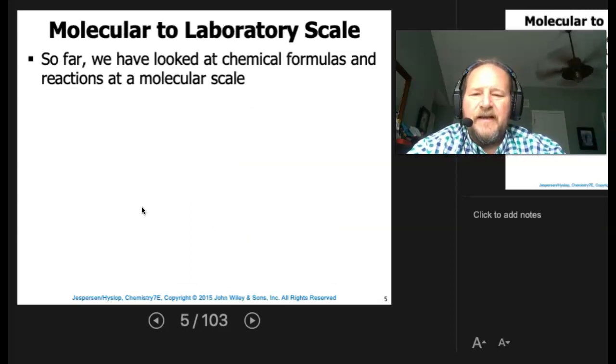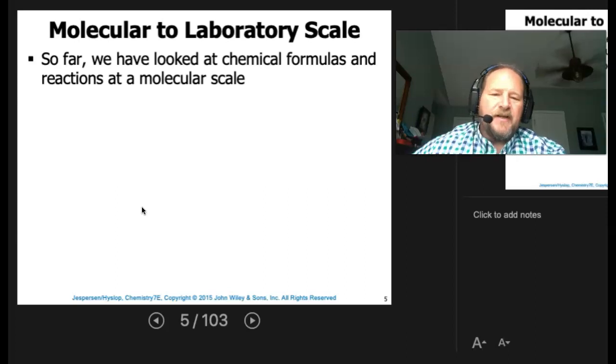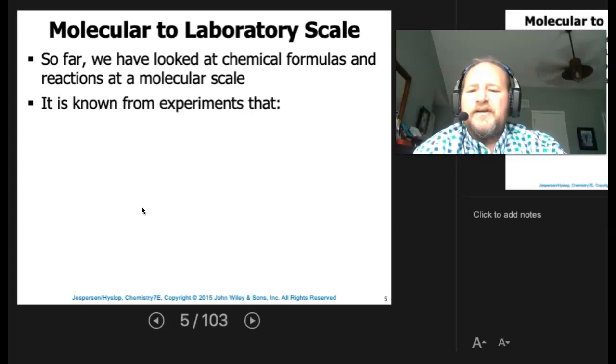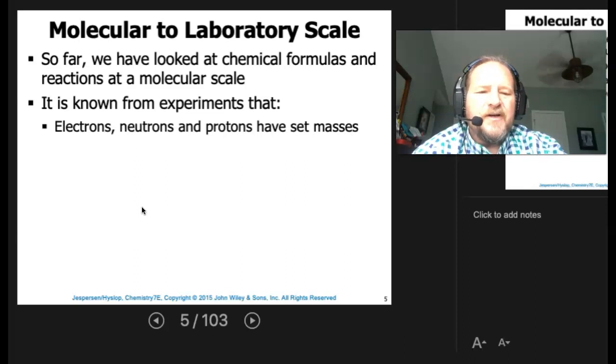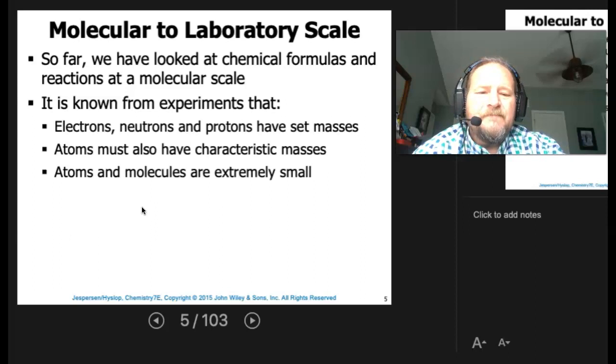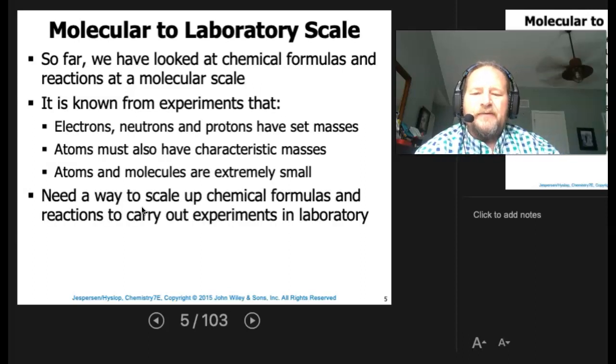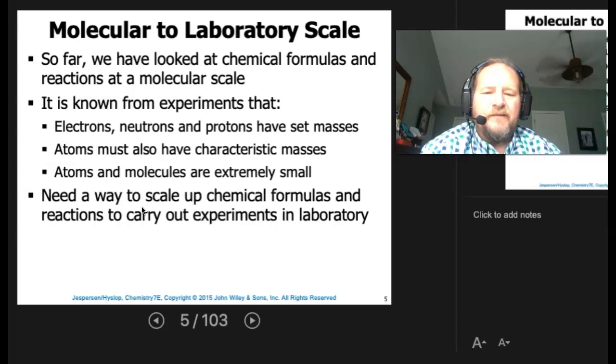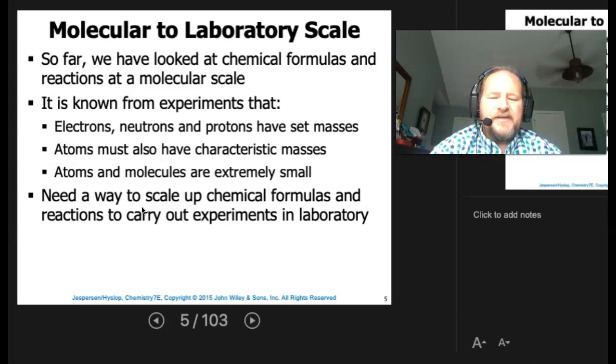Now we use the mole to go back and forth between molecular and laboratory scale. So we've looked at chemical formulas and reactions at a molecular scale, right? It is known from experiments that electrons, neutrons, and protons have set masses. Atoms then must also have characteristic masses. Atoms and molecules, of course, are going to be extremely small. And so we're going to need a way to scale that up. We can't just weigh out 4 or 5 atoms, right? They're just too small. And of course, we know that they're 6.022 times 10 to the 23rd.